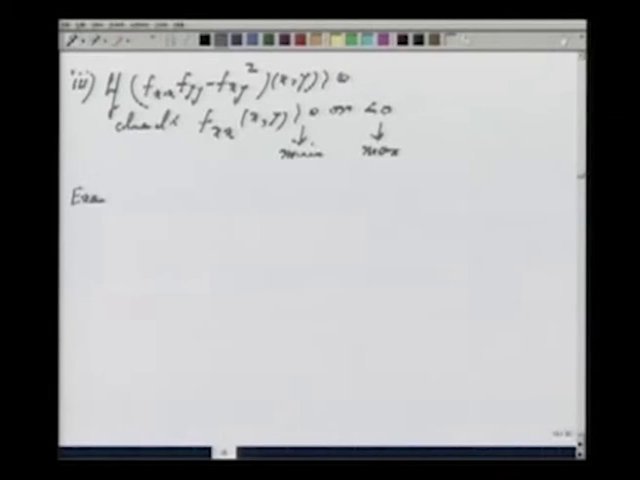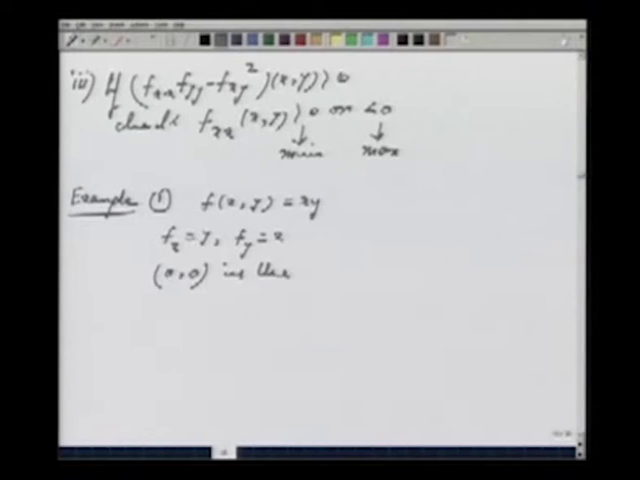Let us look at our first example. Suppose f of x, y equal to xy. So first I have to search for critical points. So fx is y, fy is x. So what are the points where both fx and fy are 0? The only solution is the point 0, 0. So 0, 0 is the only critical point.